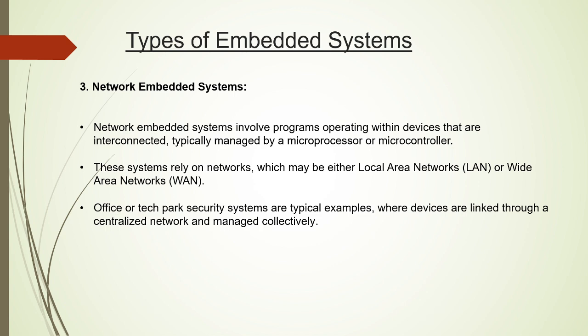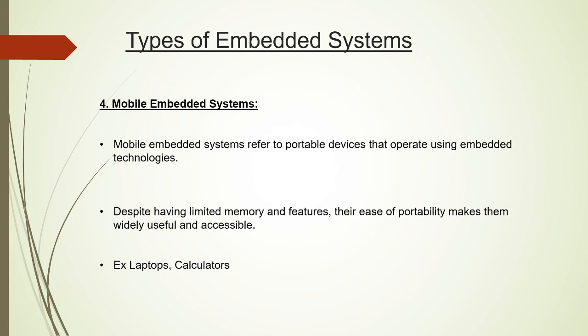So, wireless communication technology is a technology where information is transferred from one place to another without using any physical media, transmitting the information using electromagnetic waves. And wireless communication technology involves LAN and WAN technology. LAN means local area network and WAN means wide area network. Office or tech box security systems are typical examples where devices are linked through a centralized network and managed collectively. And the fourth one is mobile embedded systems.